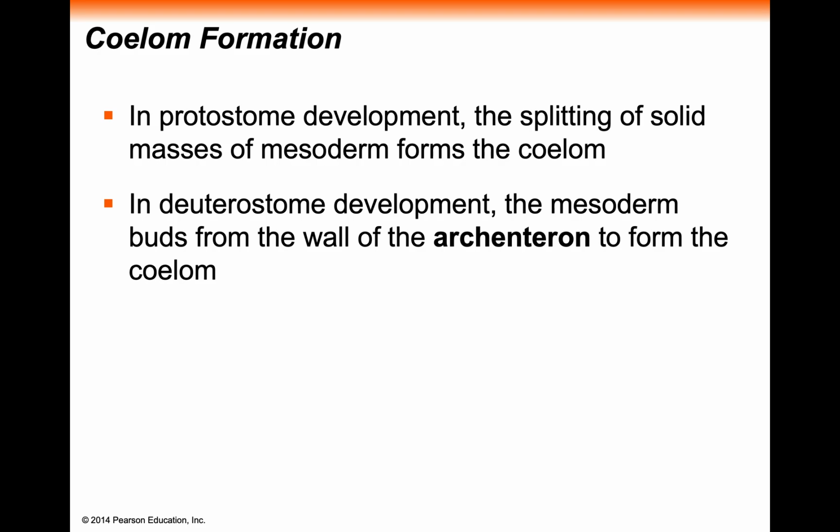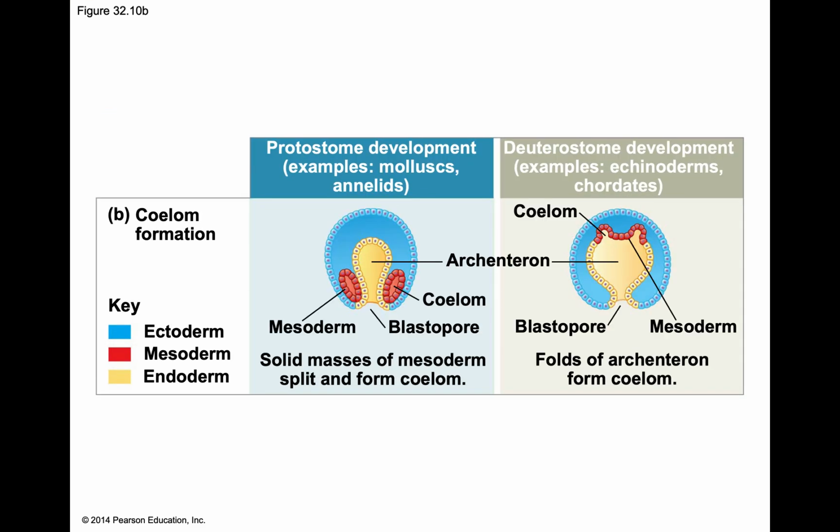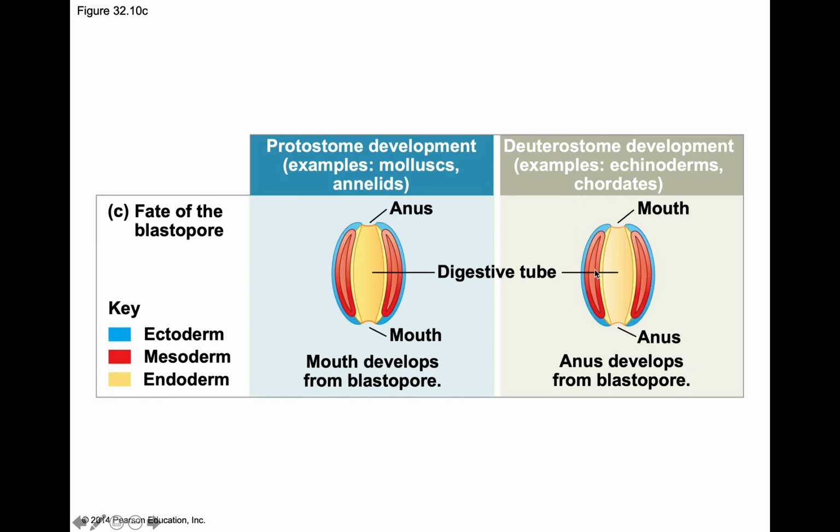In protostome development, the splitting of solid masses of mesoderm forms a coelom. In deuterostome development, the mesoderm buds from the wall of the archenteron to form the coelom. All right, what does this mean? Go back here. These cells just flake off and become the mesoderm in protostomes. In deuterostomes, it buds or folds in, and then we get these red cells taking up this space and this space right there.